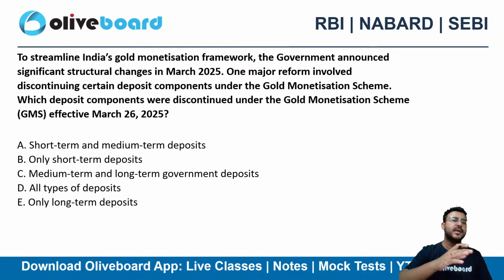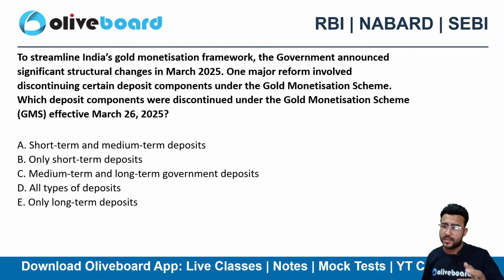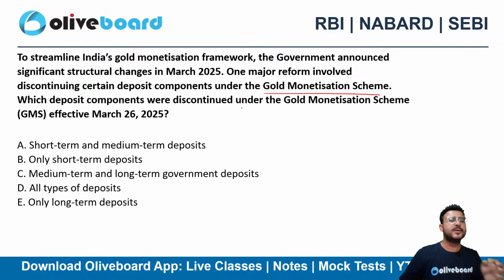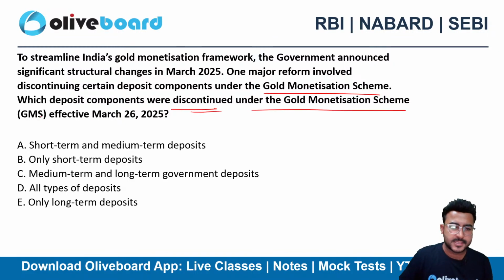Option C. Next is, to streamline India's gold monetization framework, the government has announced significant structural changes in March 2025. One reform involved discontinuing certain deposit components under the gold monetization scheme. So the government has recently discontinued a certain kind of scheme in the gold monetization. Which deposit component was discontinued under the gold monetization scheme?